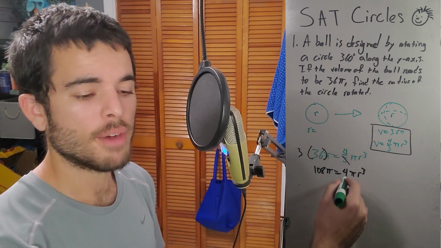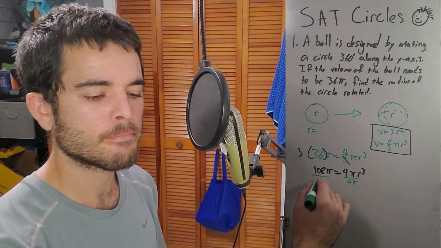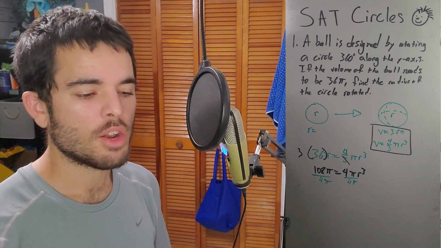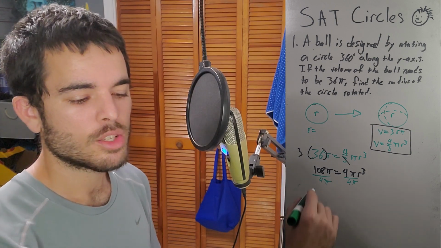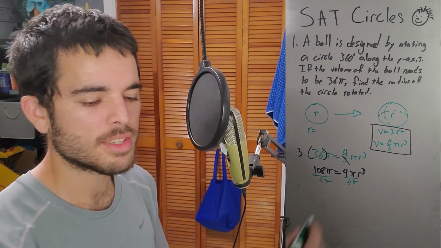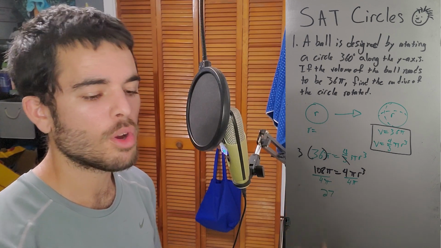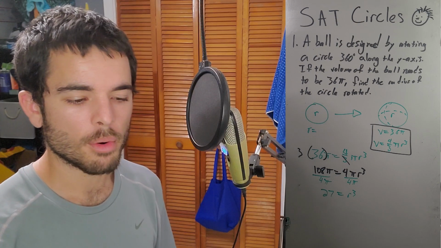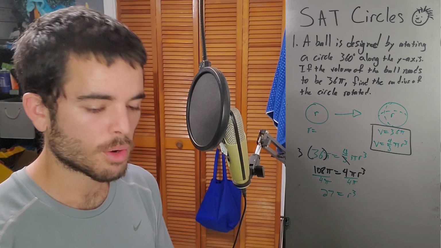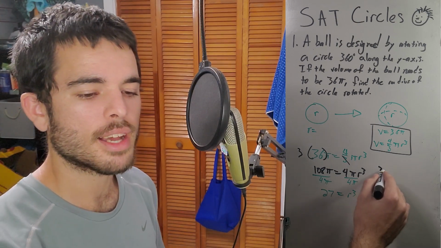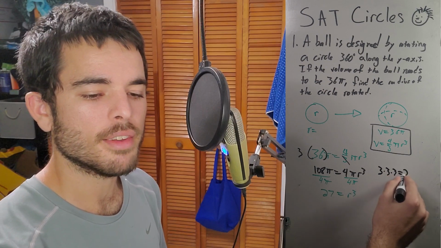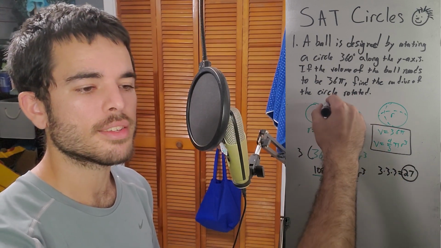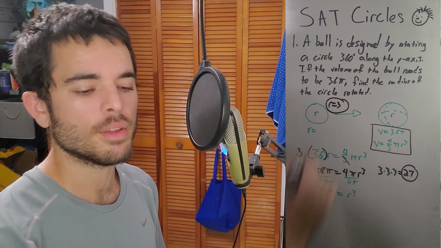Now, you want to divide both sides by 4 pi. I know 4 times 25 is 100. I know 4 times 2 is 8. So 25 plus 2, that gives me 27. When I divide 108 by 4, you get 27. On the right-hand side, we have r to the third power. So we're looking great. We just have to figure out what number times itself 3 times is 27. And that number is 3. So our answer, the radius, is going to be 3.